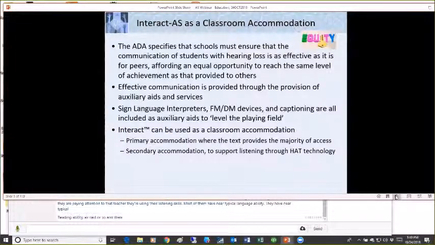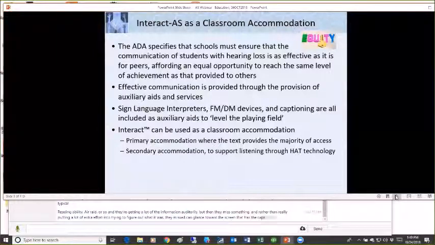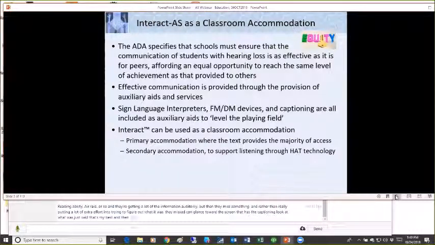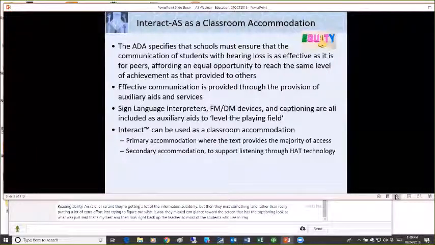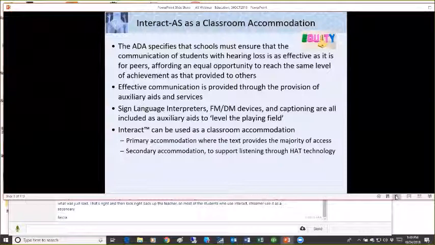And they're getting a lot of the information auditorily, but then they miss something. And rather than really putting a lot of extra effort into trying to figure out what it was they missed, they can glance toward the screen that has the captioning, look at what was just said, go, oh, that's what I missed, and then look right back up at the teacher. So most of the students who use InteractStreamer use it as a secondary accommodation to provide just that extra information that listening gap causes them to miss.